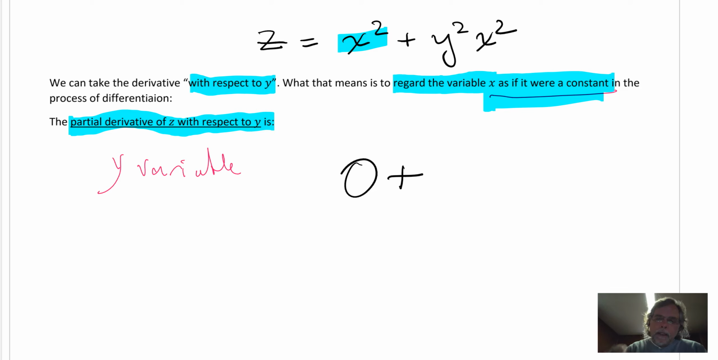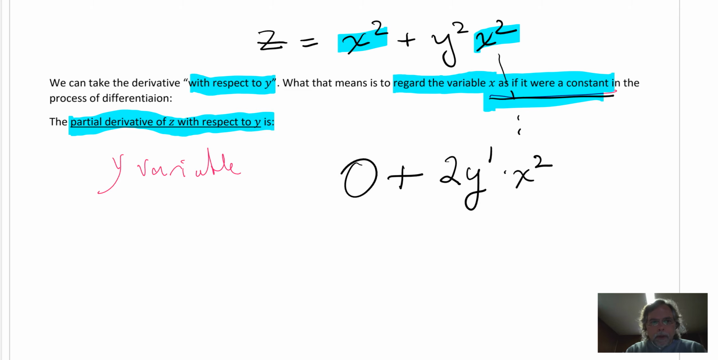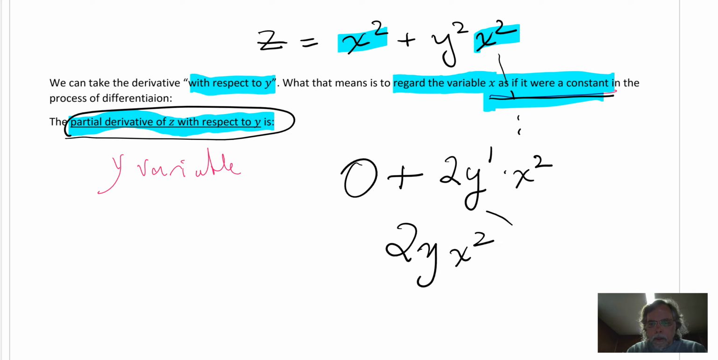Now y is a variable and x is a constant, so x squared is a constant, a number. Think of it as a number in the process of taking the derivative. So a number we would just bring down, and we take the derivative of y squared as usual. The number x squared we would just bring down, and we do so here. So the partial derivative of this function z with respect to y would be 2y x squared.